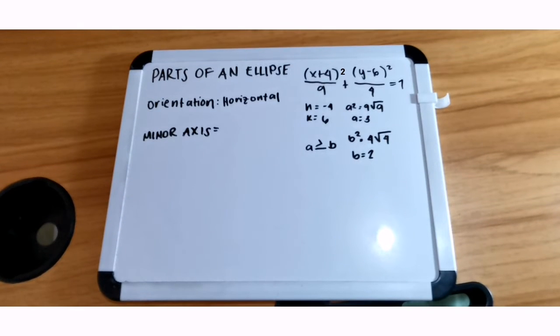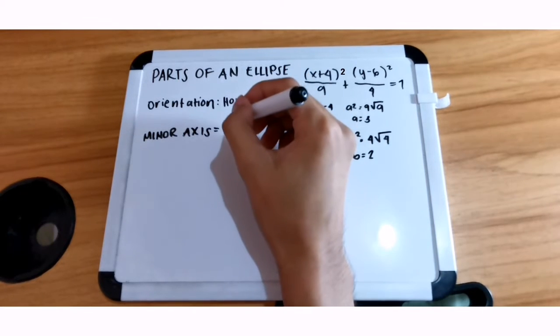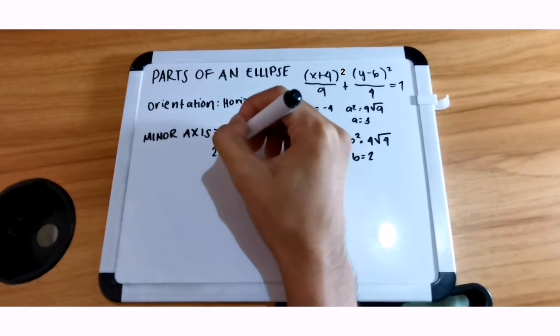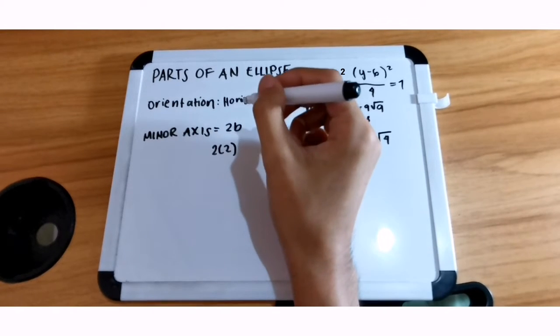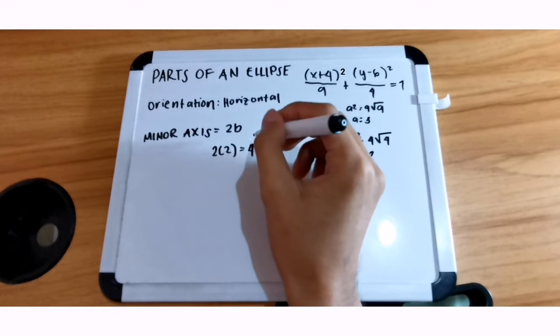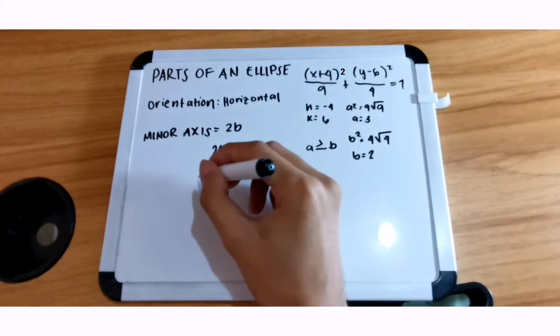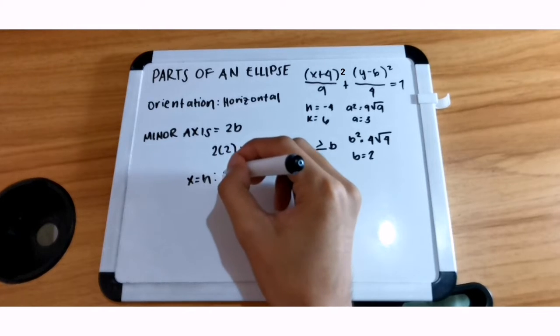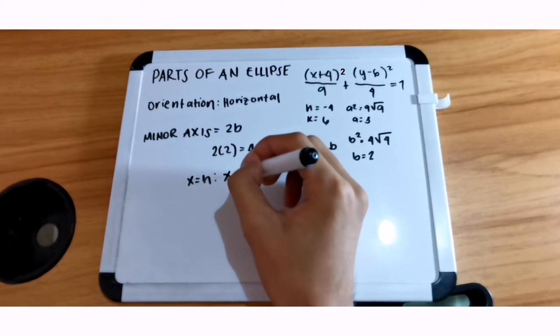To get for the minor axis, kukunin natin si length. So ang formula ng length is 2b. Since 2 is constant, kukunin natin si b, which is yung 2. So multiply it. 2 times 2 is equal to 4. So for the equation, ilalagay lang natin yung value ng h natin, which is negative 4.